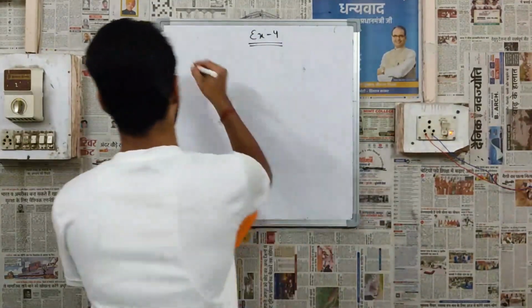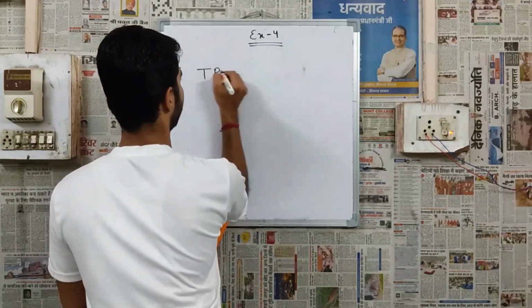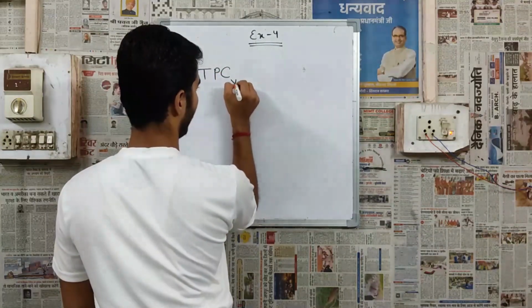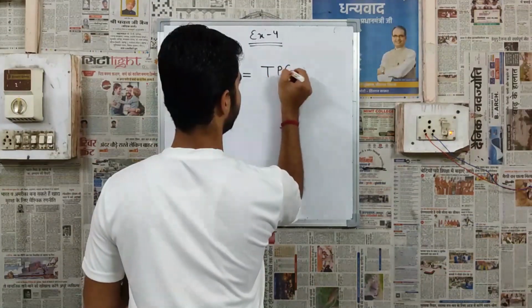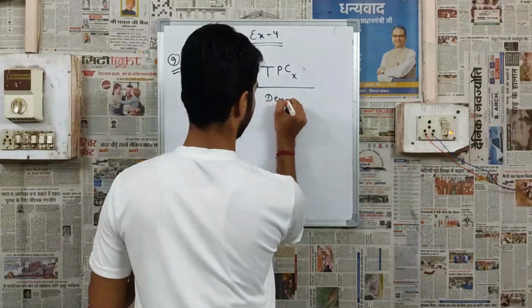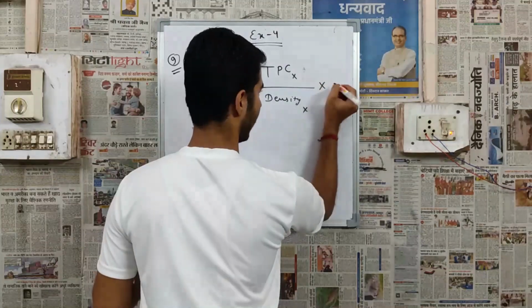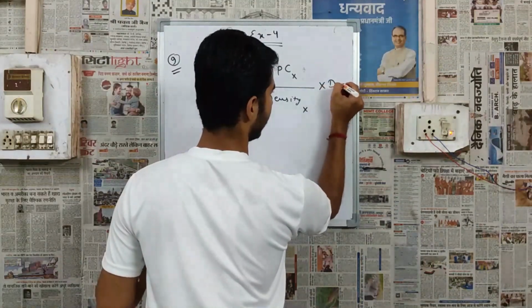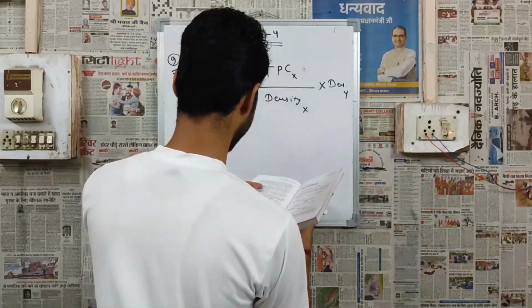Whenever we have to convert the TPCs from one water to another water, we will use a formula, and that formula is: TPC of Y water is equal to the TPC of X water divided by density of X water and multiplied by density of Y water. Now understand this ninth question.